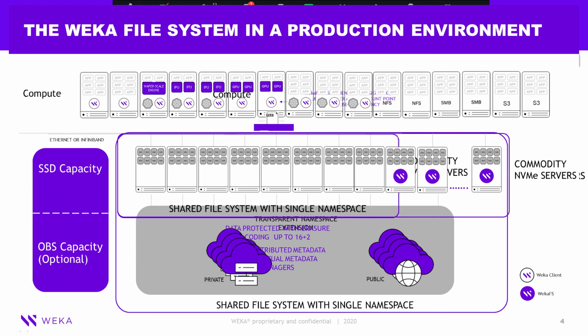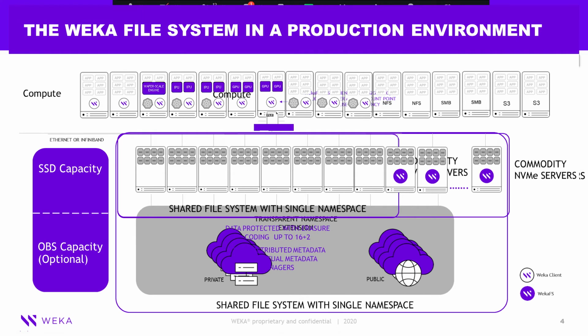So we give them the option to add a secondary tier based on object storage. And we communicate between both tiers using the S3 protocol. The metadata always resides on your NVMe tier, always remains lightning fast.